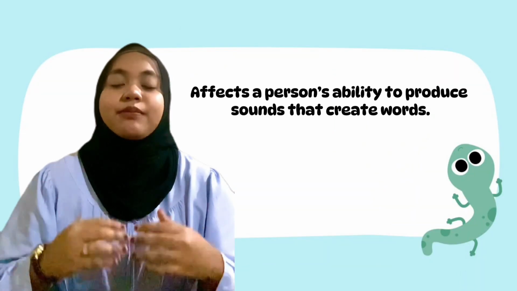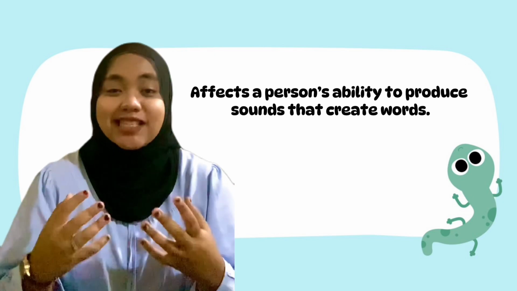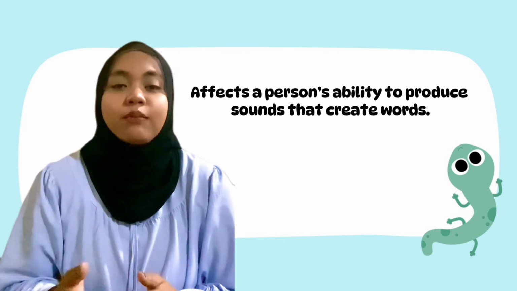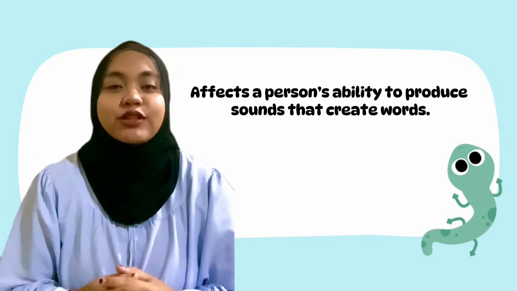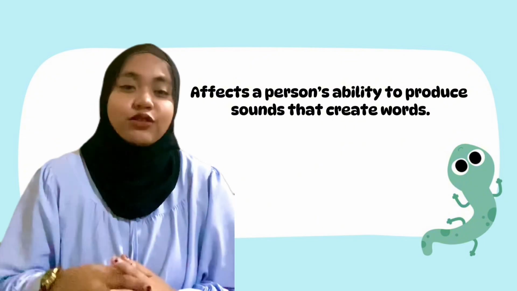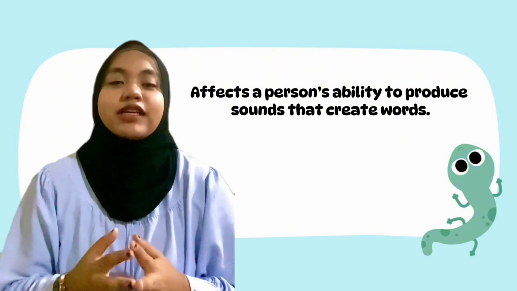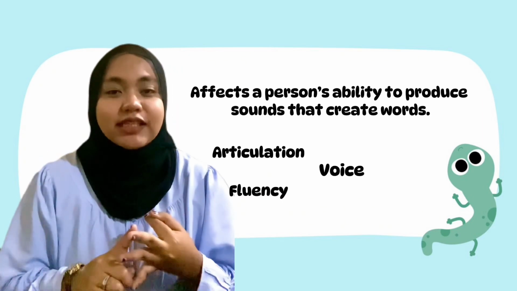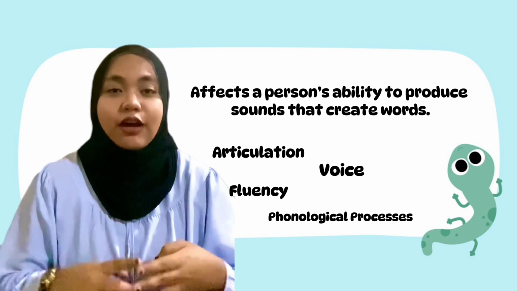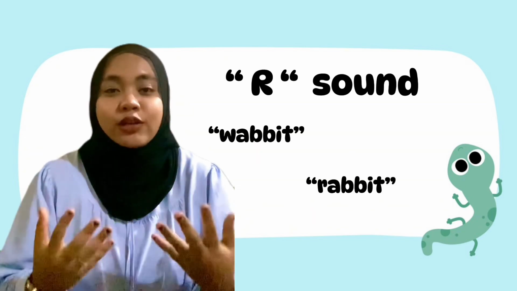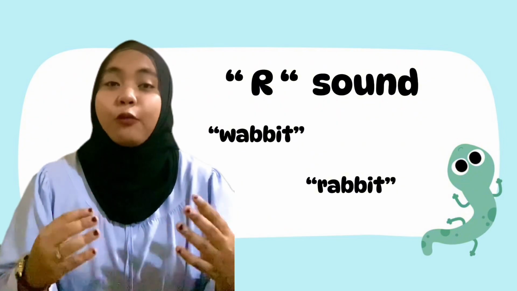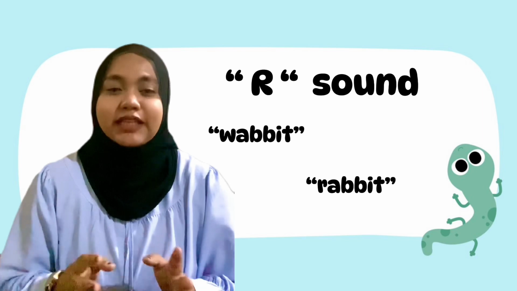So, a speech disorder is a condition that affects a person's ability to produce sounds that create words. It can manifest in various forms, making it difficult for individuals to communicate effectively. The key aspects of speech disorders involve issues with articulation, voice, fluency, and phonological processes. For example, a child who has trouble pronouncing the R sound and says wabbit instead of rabbit.